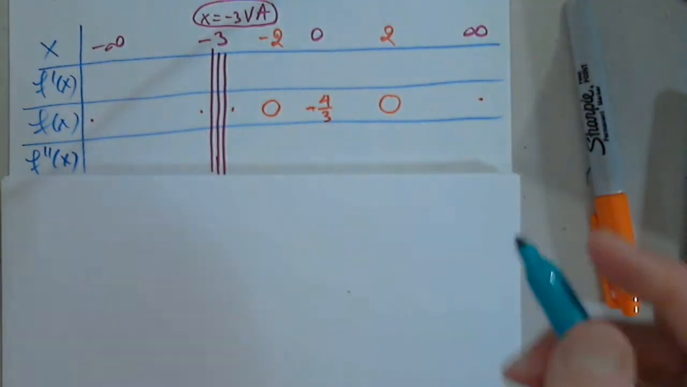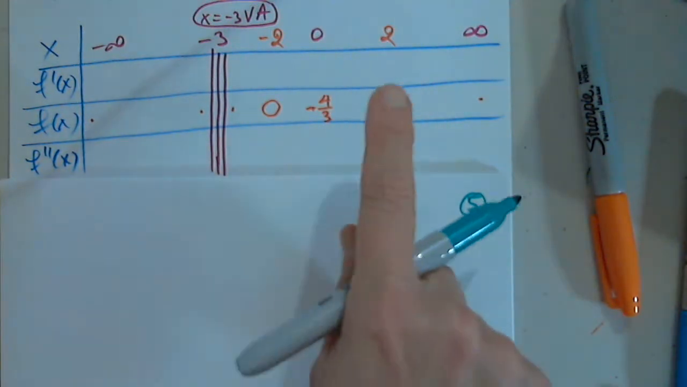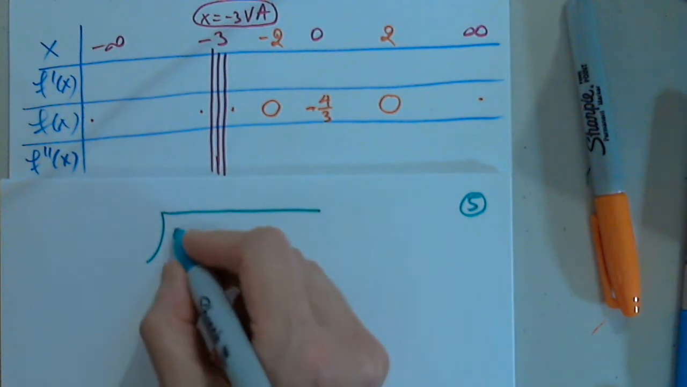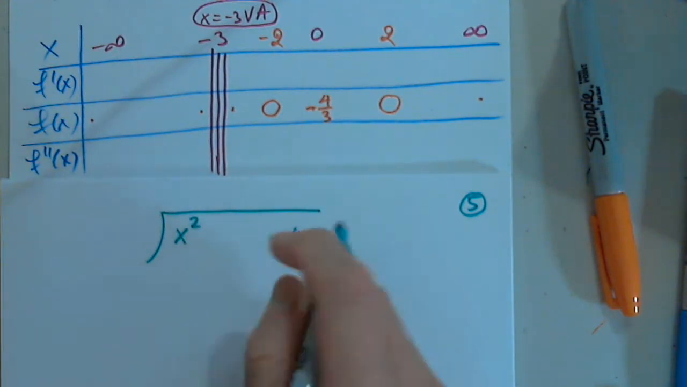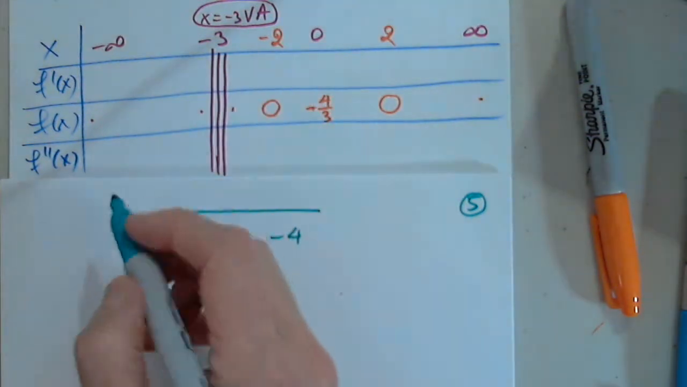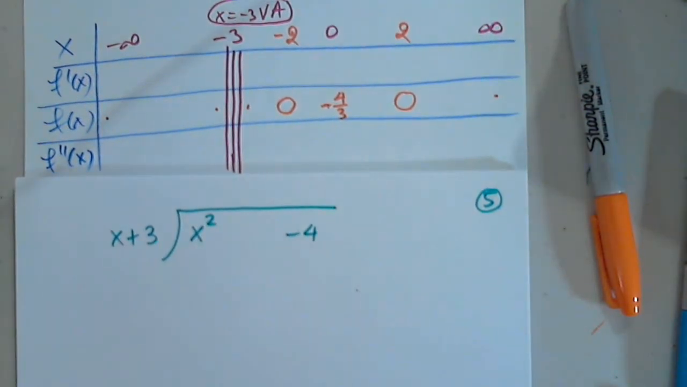Okay, so our next step, that's page 5. I want to find the slant asymptote. So remember, we divide x squared minus 4, where there is a missing term, the term with x, by x plus 3. If you want to use long division or synthetic division, I think we did synthetic division last time, so let's work on long division this time.